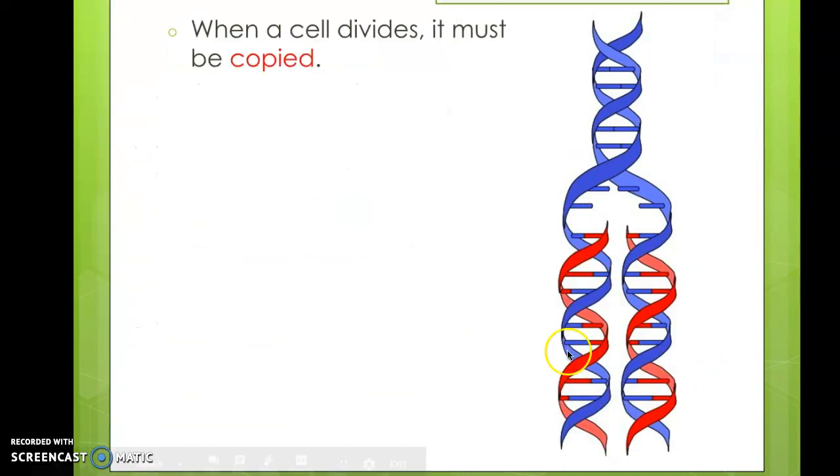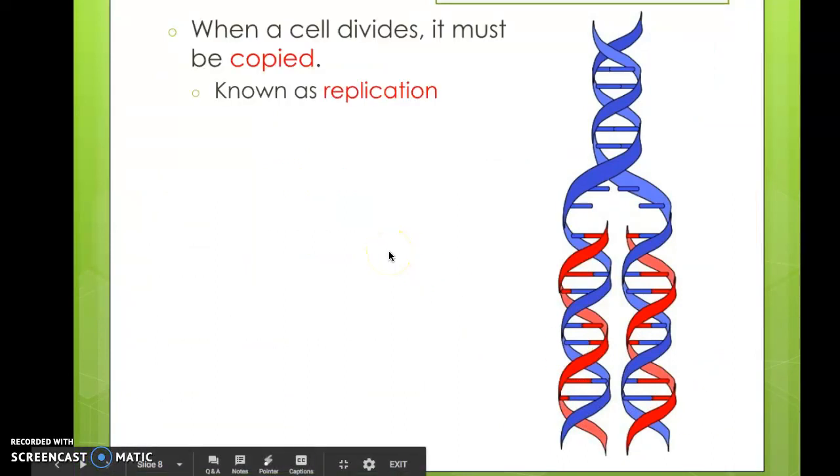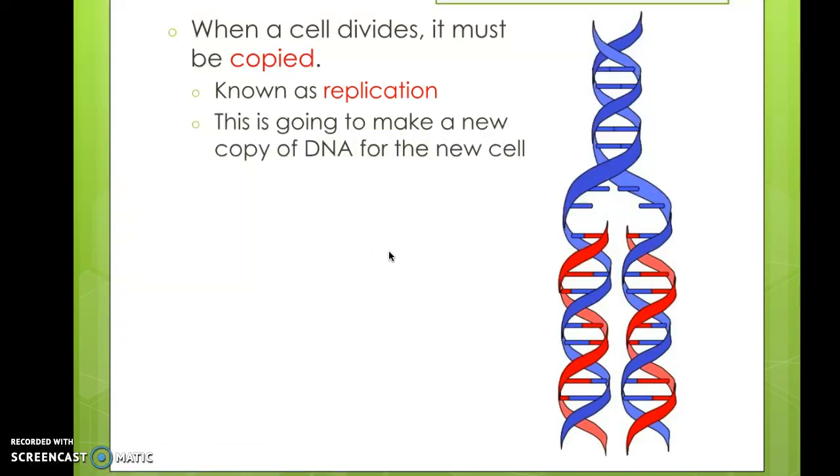So when the cell divides, it must be copied in that S phase. This fancy pants word for copied is replication. So you're going to have to make a new copy of DNA for your new cells that you produce, period. We'll revisit this in meiosis, but you're going to need to make more DNA as you make more cells.